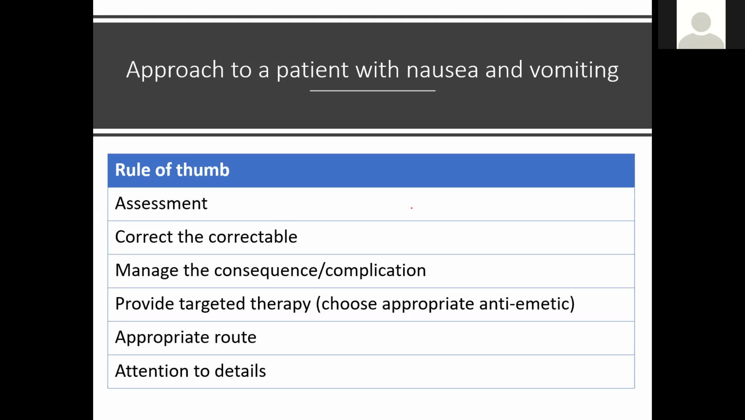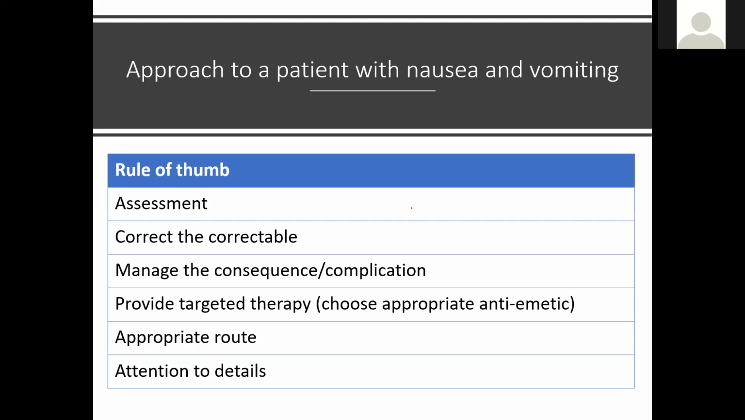And then look for correcting the correctable. As we said, sometimes the wound might be a reason. Sometimes the food might be a reason. So understand which is correctable and then correct it. And then manage the consequence and complication. The fourth point would be provide targeted therapy. Choose appropriate antiemetic. Understand where exactly. This can be called a mechanistic approach, where you trace back why this patient is vomiting, where this is coming from, which are the receptors involved, and then you are giving a targeted therapy. Then it finds more meaningful.